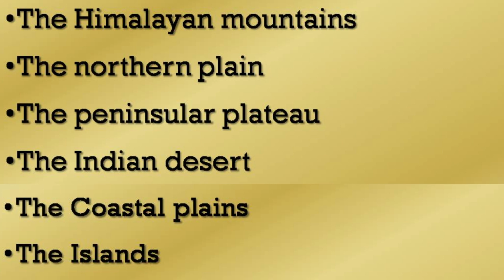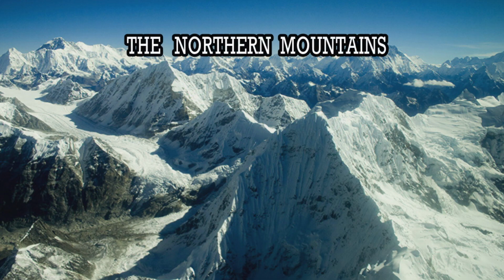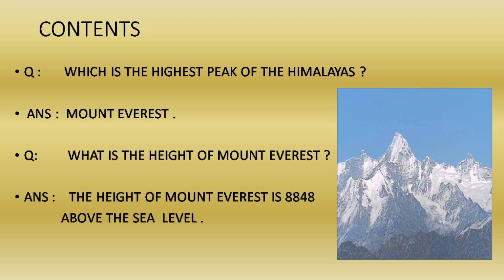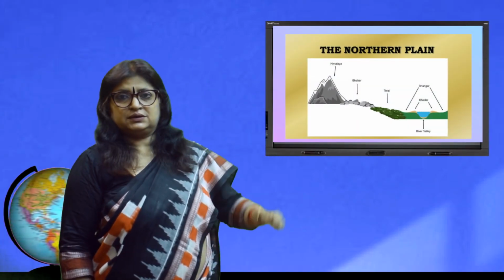Right? In our previous chapter, we discussed very broadly the physical features of India, that is the northern mountains. Can anyone tell me the highest peak of the Himalayas? Right, it is Mount Everest. What is the height? It is 8,848 meters above the sea level. So let's start the second part of the physical features of India, the northern plains.